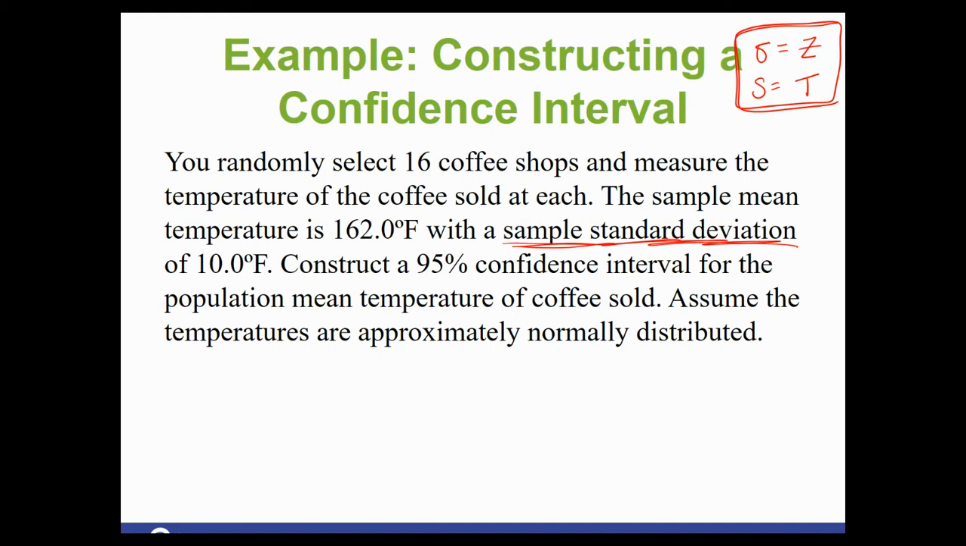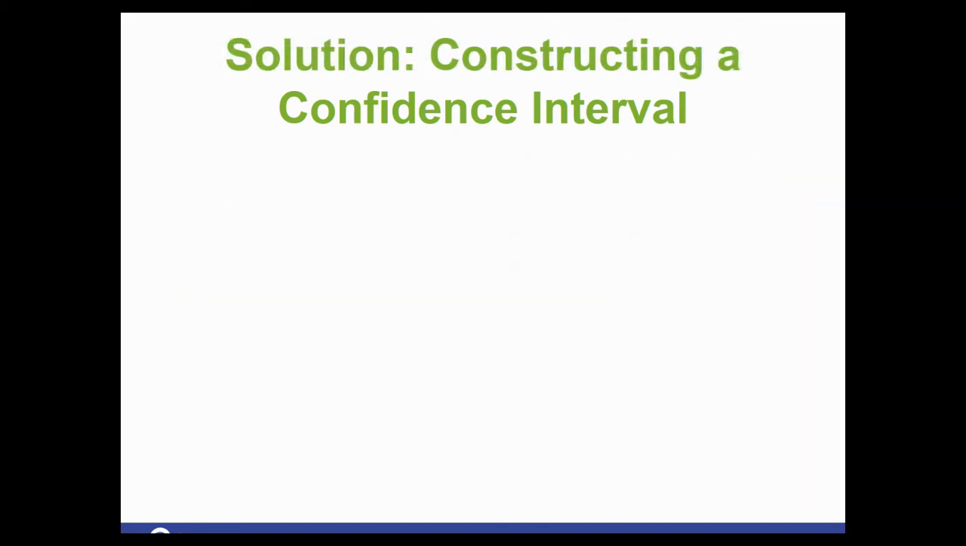So let's see what else they give us. We've got 16 as our sample size. They do give us our sample mean. We have our standard deviation. 95% is our confidence. And again, notice it does mention that it's been randomly selected and it was normally distributed. So here's a little bit more space so we can solve through all 3 of our steps: find the critical value, margin of error, and then confidence interval.